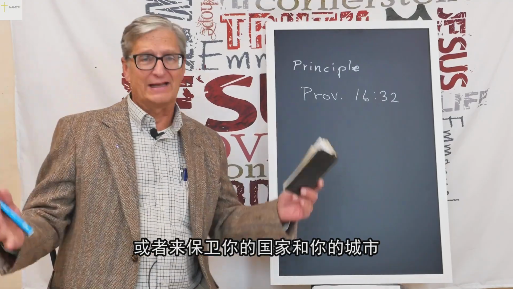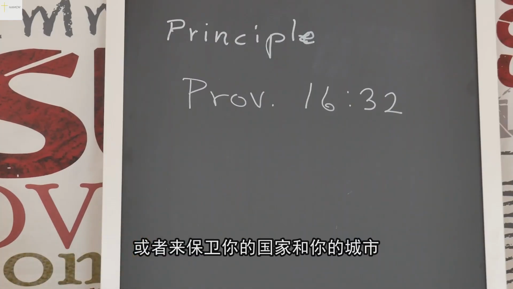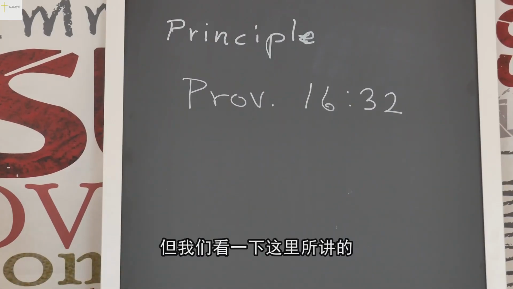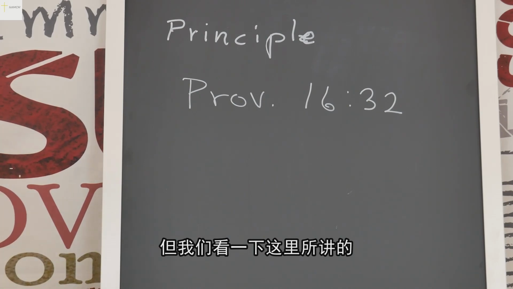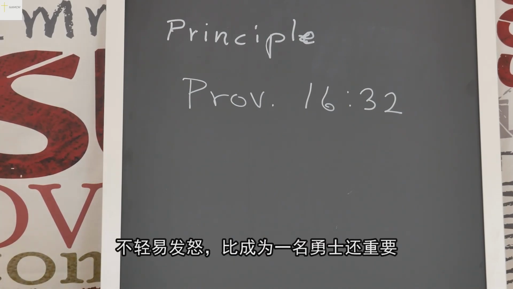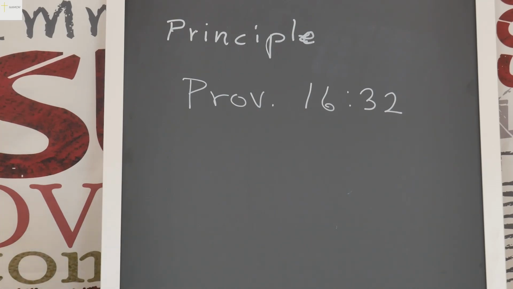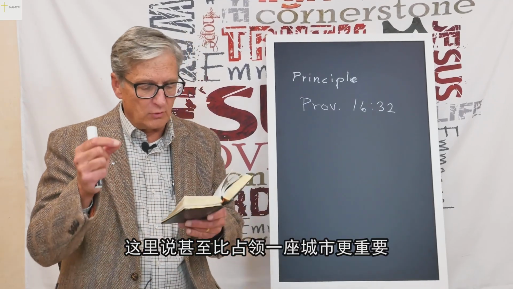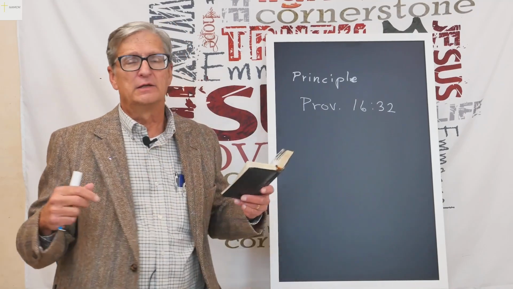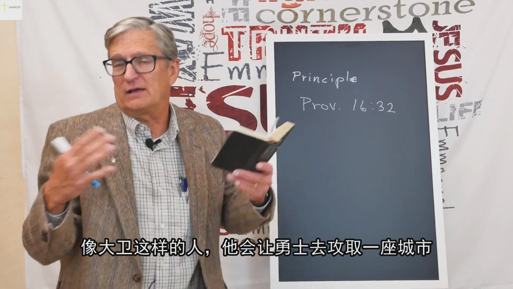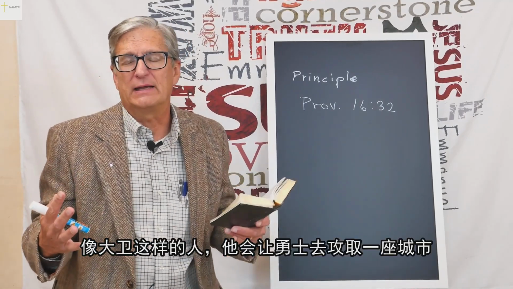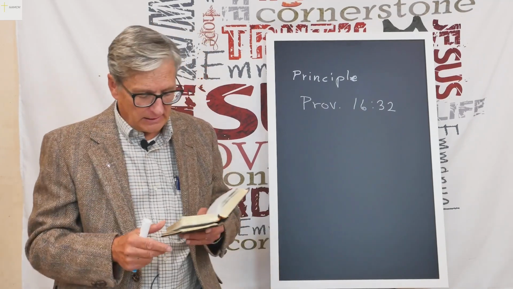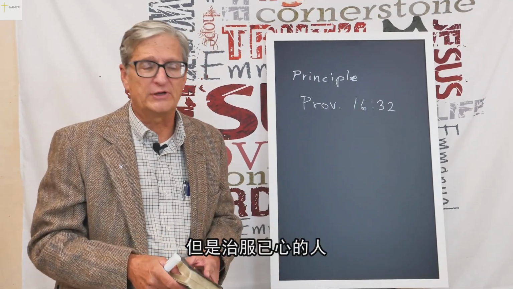I mean, to defend your nation, to defend your city. But look what this says. Even more, even harder than being a mighty man is to be slow to anger. Slow to govern your spirit, to control your anger. And it says here, even more than taking a city, someone like David, who would take a city with his mighty men, even better than that is someone who rules his spirit.